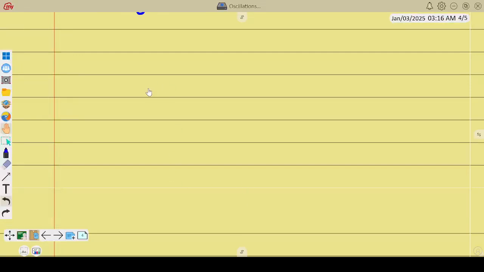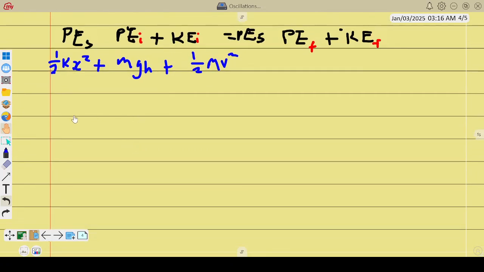Oh, and one thing I forgot to mention. There's a frequent question where they will ask, what is the work done due to non-conservative forces? So the work done is simply equal to the mechanical energy final minus mechanical energy initial. This is the work done by non-conservative forces.